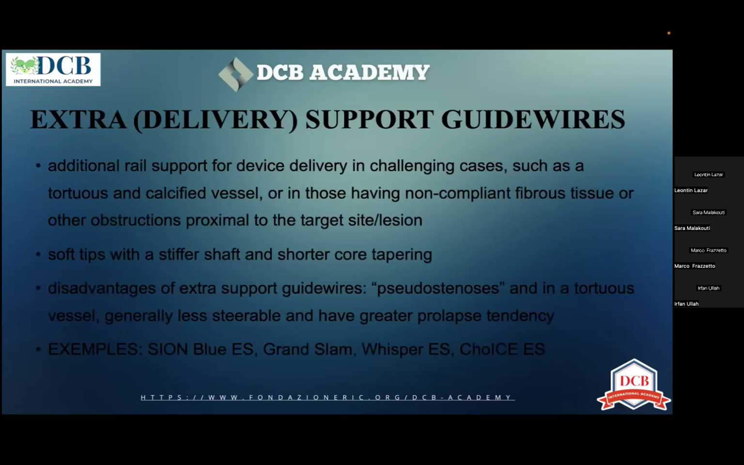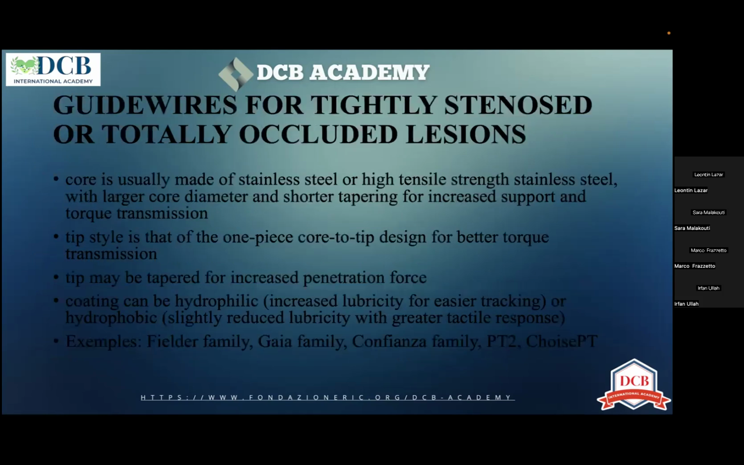The extra support guide wires have an additional rail support for device delivery in challenging cases such as tortuous or calcific vessels. They must have a soft tip with a stiffer shaft and a shorter core tapering. The disadvantages of these wires might be the pseudostenosis that can be formed in tortuous vessels, and they also have a greater prolapse tendency. Some examples of these wires are the Cyan Blue extra support, the Grand Slam, the Whisper extra support, or the Choice extra support.